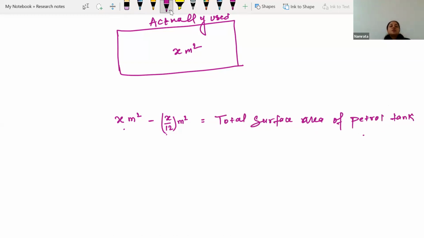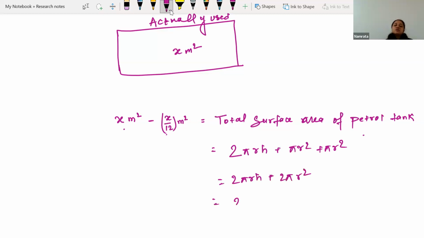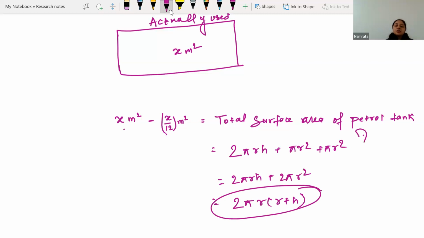What is the formula for the total surface area of the petrol tank? I have explained the formula: curved surface area plus upper circle plus downward circle, that means 2 pi rh plus 2 pi r square. Sometimes in your book the formula is also written like 2 pi r (r plus h). So either you can use this formula directly or the other one. Whatever you are doing, it's fine.